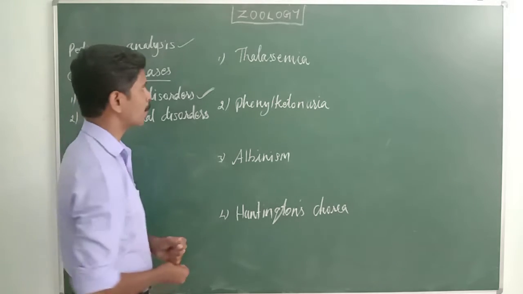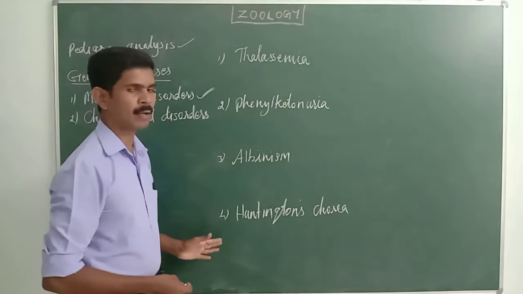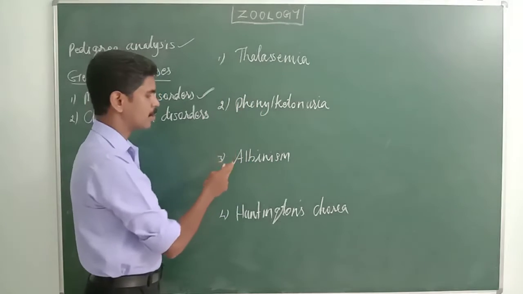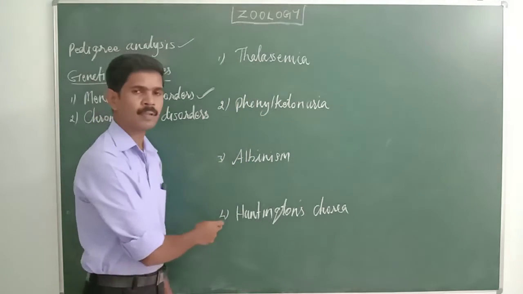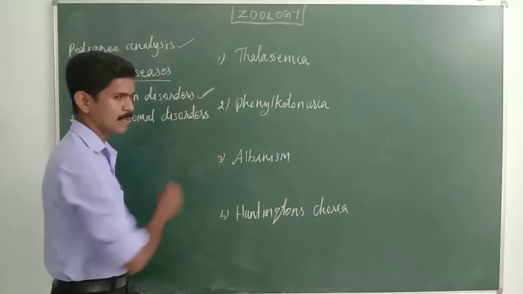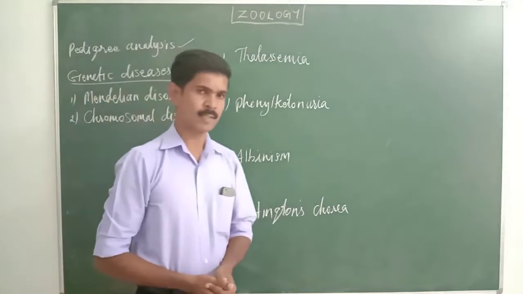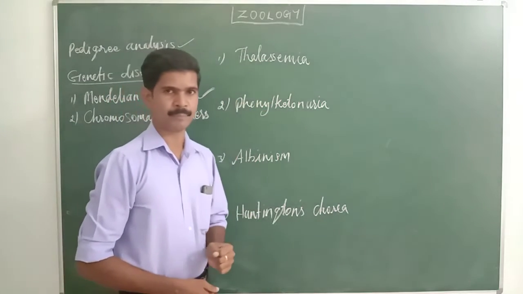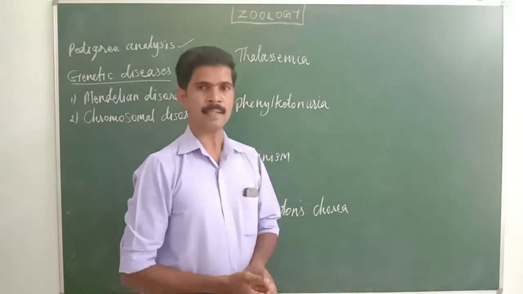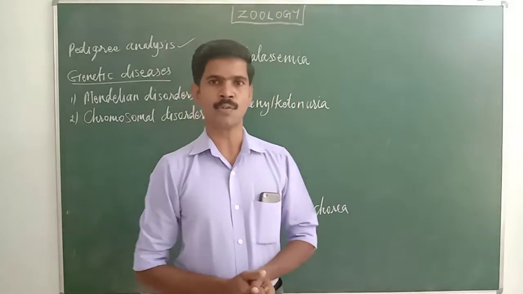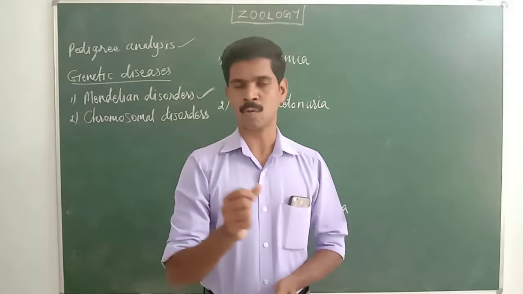Dear students, these four are examples of Mendelian disorder. First is thalassemia, second phenylketonuria, third albinism, and fourth Huntington's chorea. Listen very carefully. First I am going to explain thalassemia. Thalassemia is an autosomal recessive disease. This disease is due to the recessive condition of one autosome.